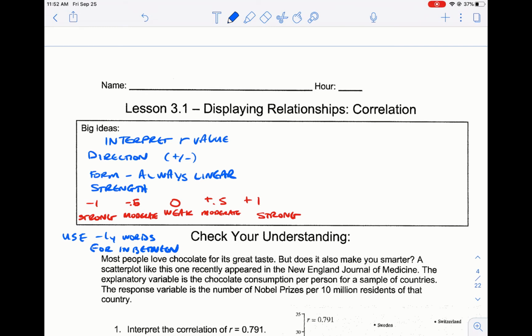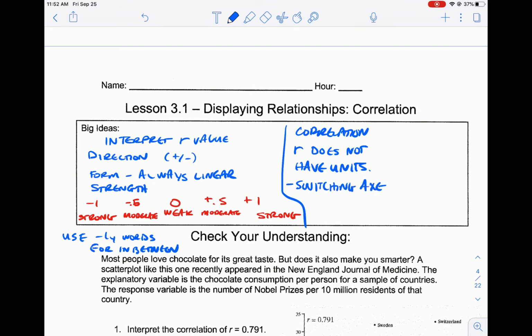Relatively, fairly, extremely, those kinds of things. All right, second box here, we have 3 boxes. When we're talking about correlation, R does not have units. Okay, R does not have units. And if we switch axes, it does not change R, because the values are still as close to each other as they were.